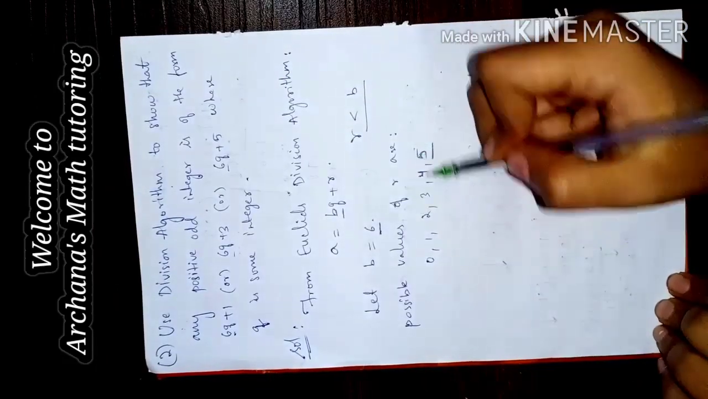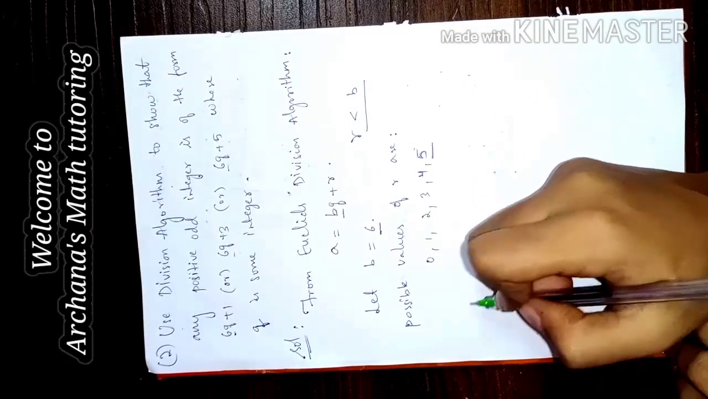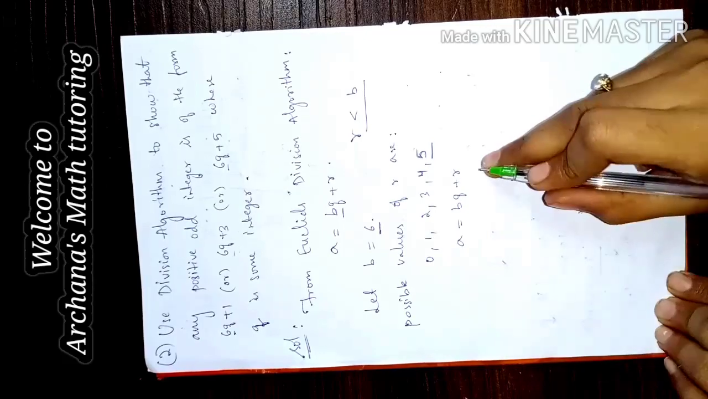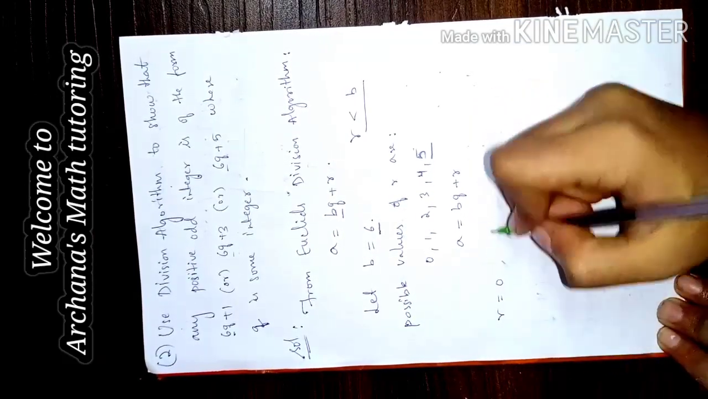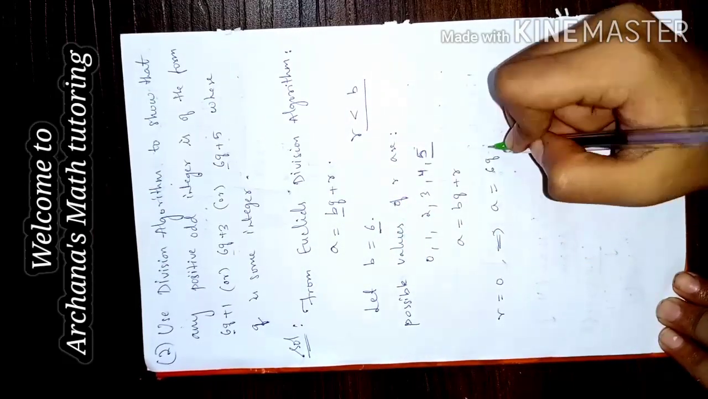Now we know the values of r, we also know the value of b. Now it's time to find a. So what is a? a = bq + r. We will take each value of r and find the a values. When r is 0, what will be a? a = bq, what is b? 6. So 6q + 0.